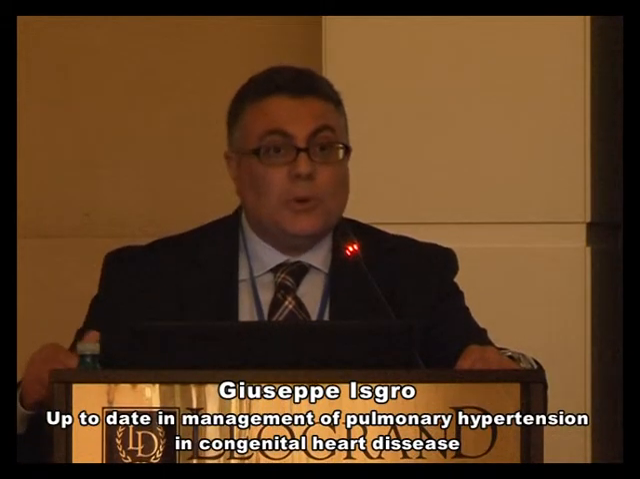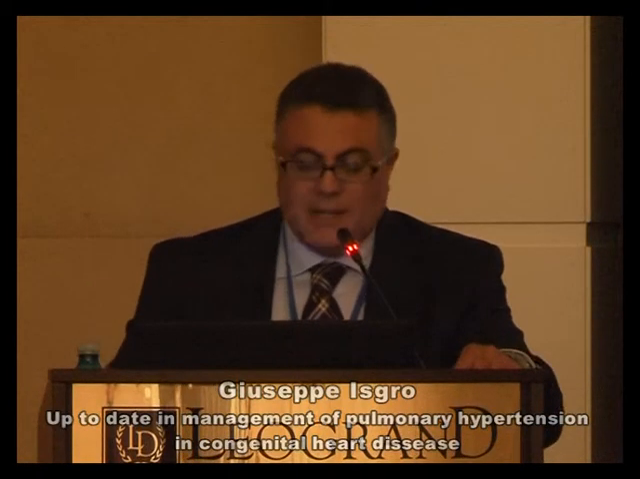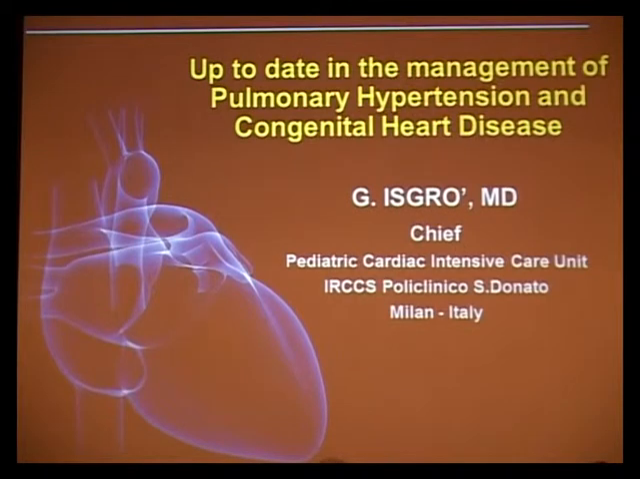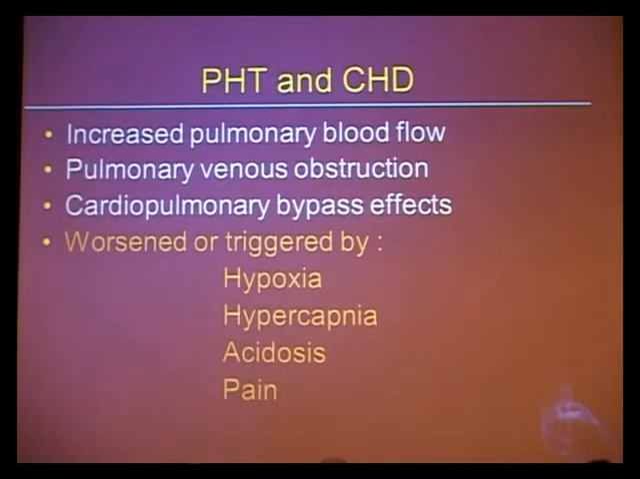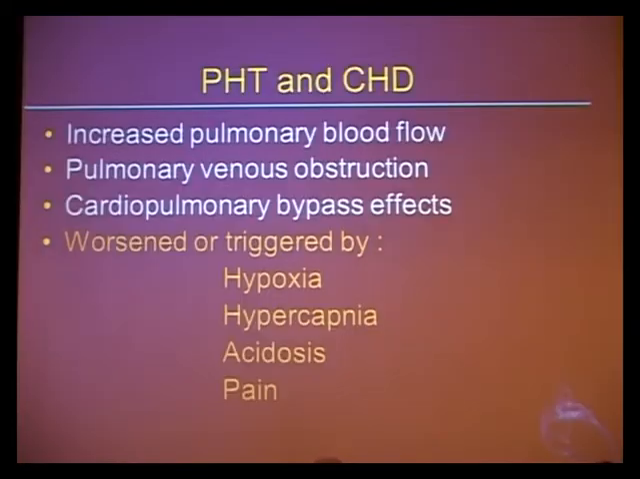And I'm very glad to talk about a very, very important problem in congenital heart disease patients, management of pulmonary hypertension. Well, first of all, we have to understand how our patients, congenital heart patients, develop pulmonary hypertension. There are two main topics. First of all, increased pulmonary blood flow, and then pulmonary venous obstruction in those patients. They are born with some pathologies that can develop this.